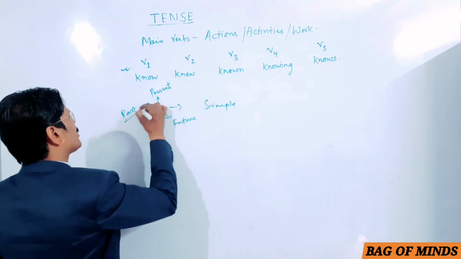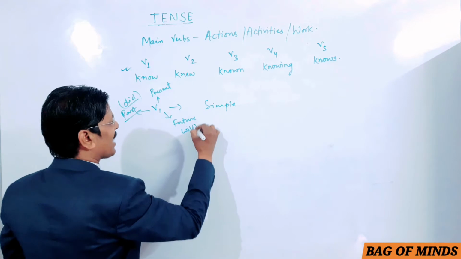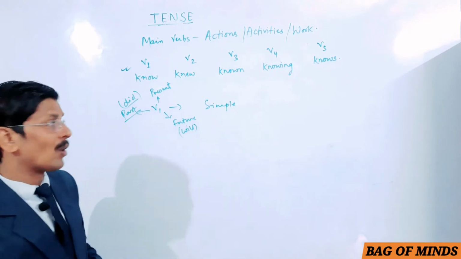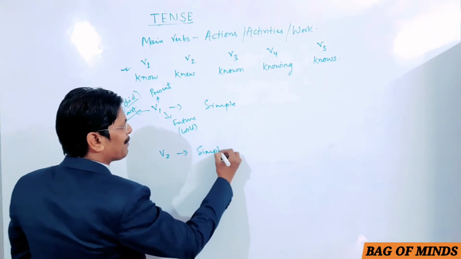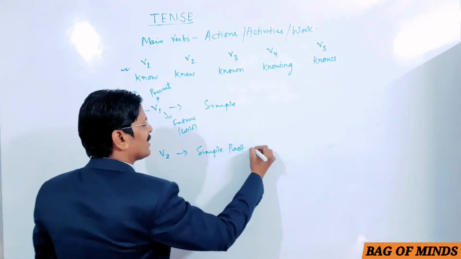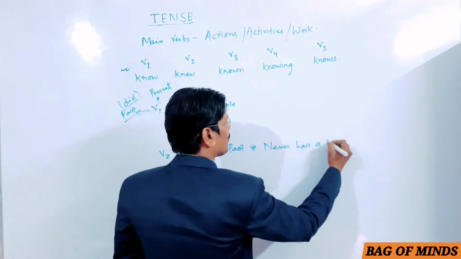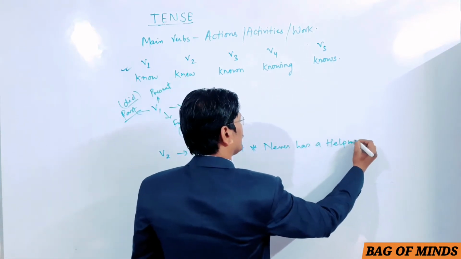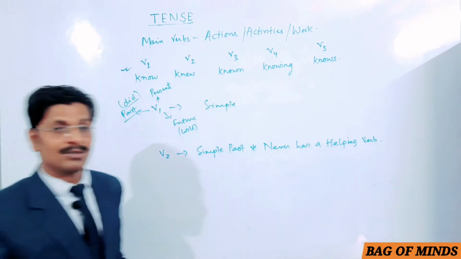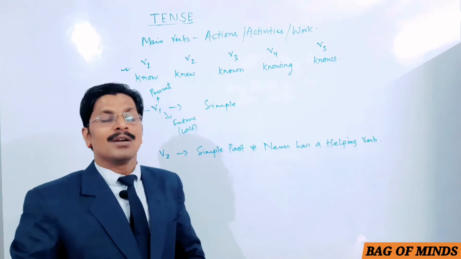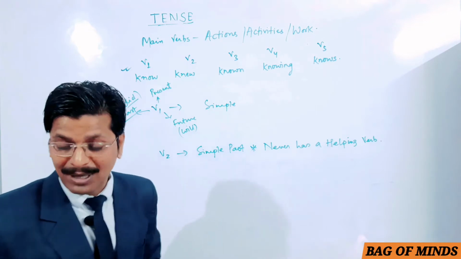However, past will have by default did as the helping verb, and future will have by default the helping verb will. V2 always and always used for simple past, and remember, never has a helping verb. Never. That's the easiest way to identify the difference between V2 and V3, because there are some verbs for which V2 and V3 are the same. So you can easily segregate looking at the helping verb.